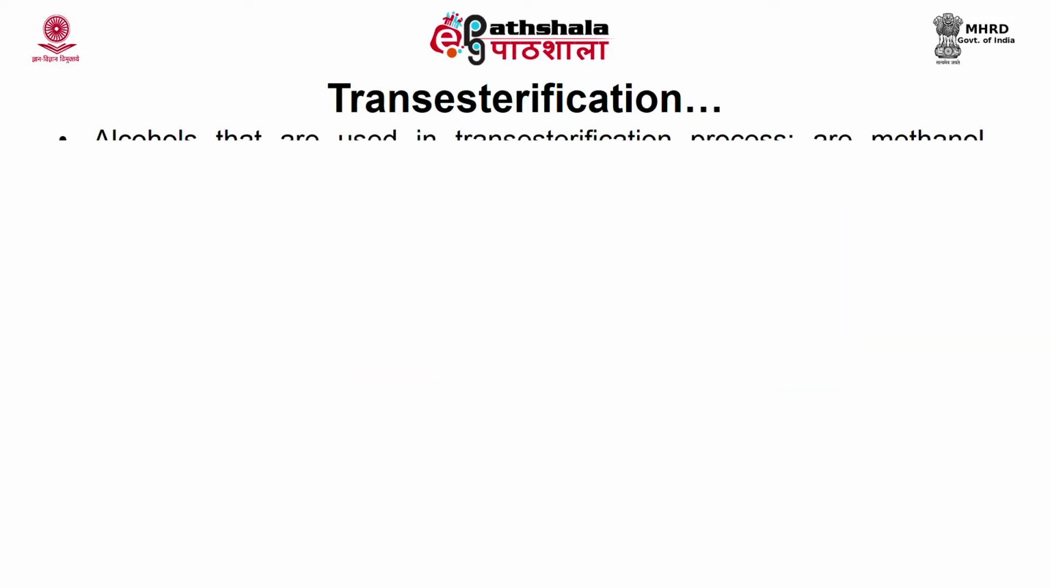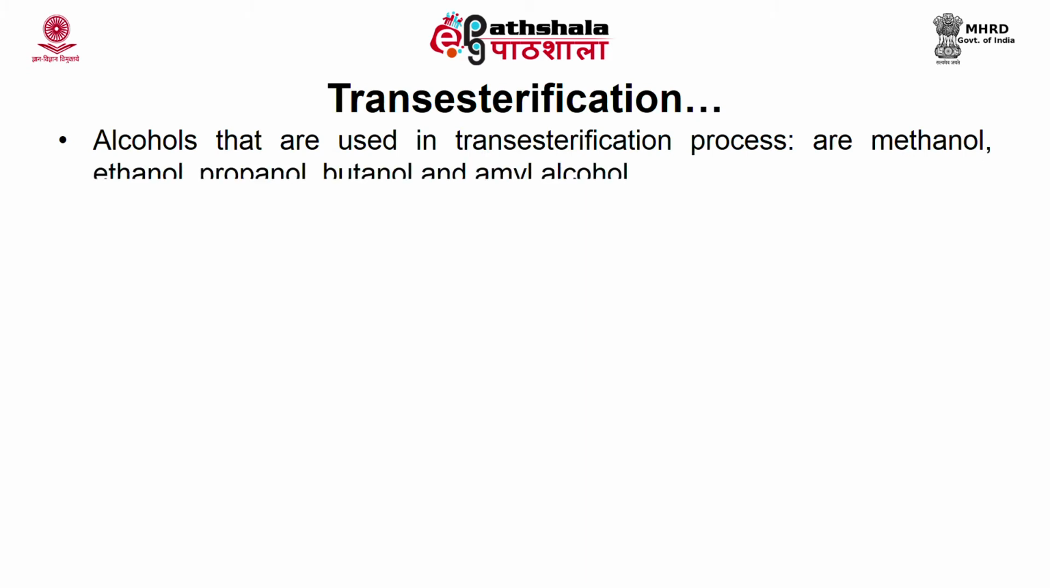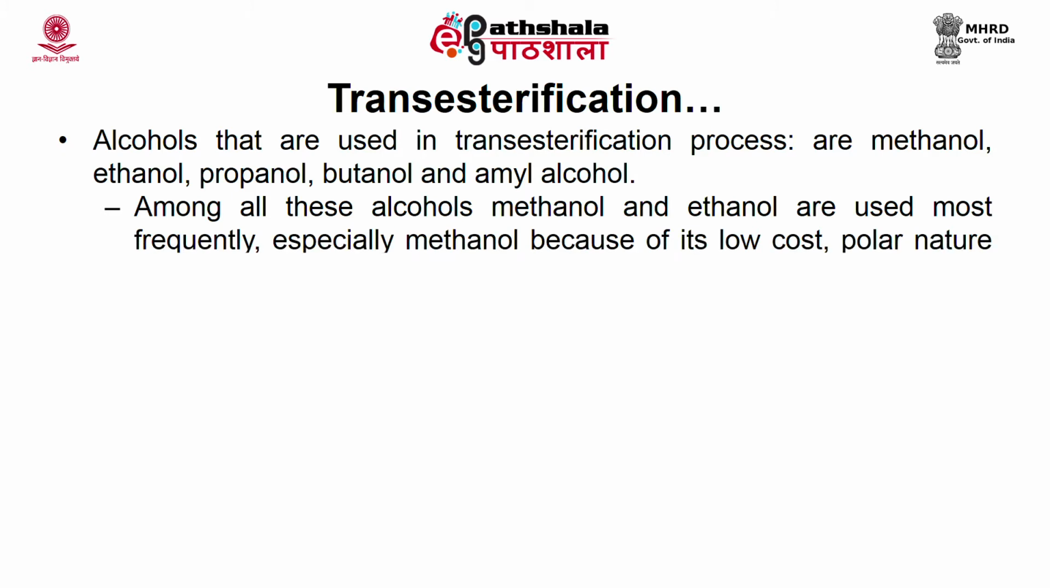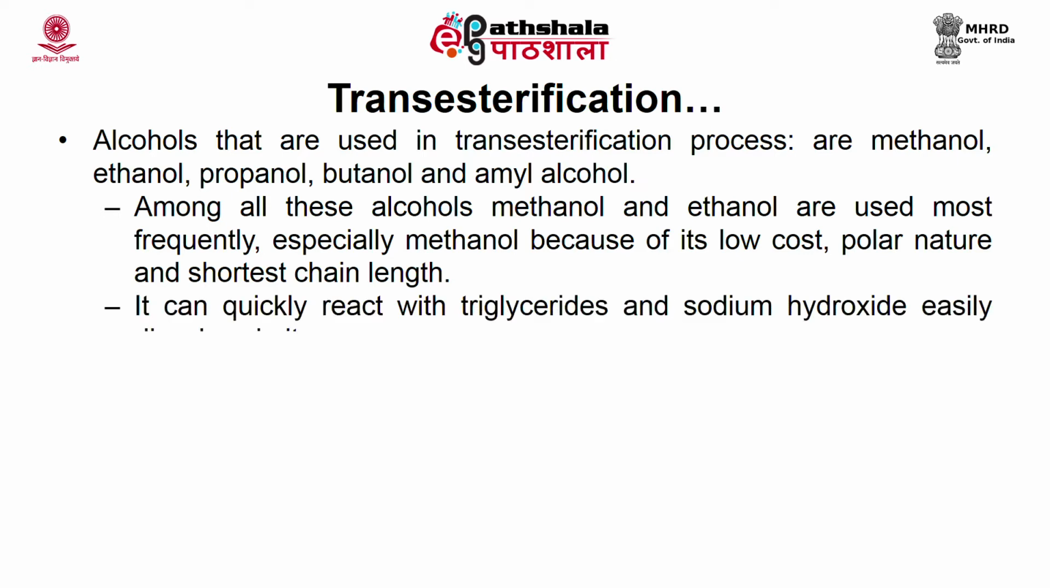Alcohols that are used in this transesterification process are methanol, ethanol, propanol, butanol and amyl alcohol. Among all these, methanol and ethanol are used frequently, and especially methanol because of its low cost, polar nature and shortest chain length. It can quickly react with triglycerides and sodium hydroxide easily dissolves in it. So, mostly methanol is used in the transesterification process.